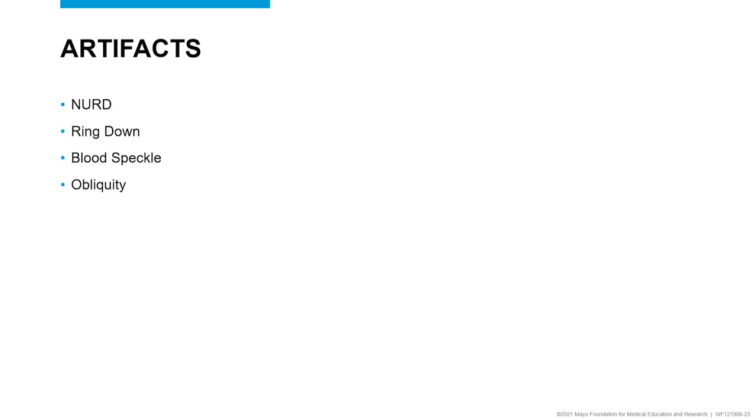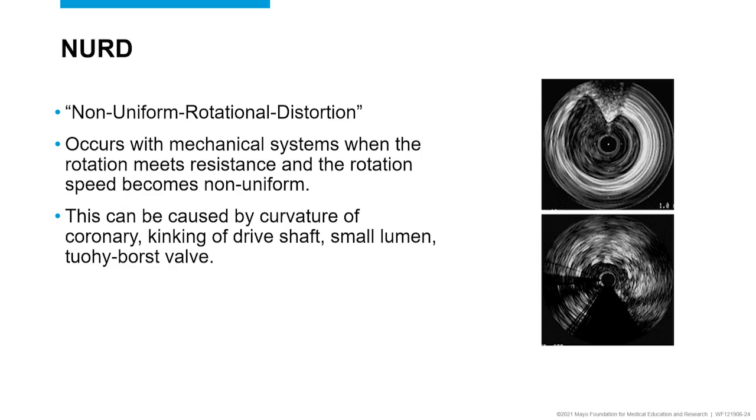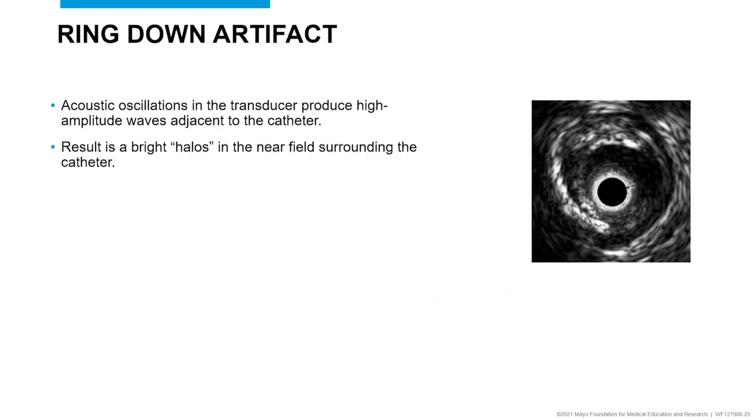Artifacts, there are certain artifacts to be aware of. There's NERD, ring down, blood speckle, and obliquity artifacts. I'll go over these very briefly. NERD, or non-uniform rotational distortion, occurs when mechanical systems have some degree of resistance to the rotation. And when the rotational speed becomes non-uniform, you get this type of artifact, as you see on this right upper panel here. Usually it's caused by angulated segments, by curvature in the coronary. If the drive shaft is kinked, it'll happen. If you're inside a small lumen, and sometimes the Touhy-Borst valve can also contribute to the development of this.